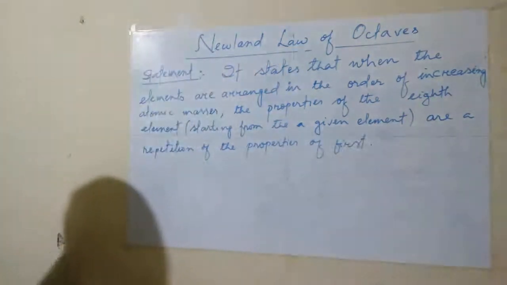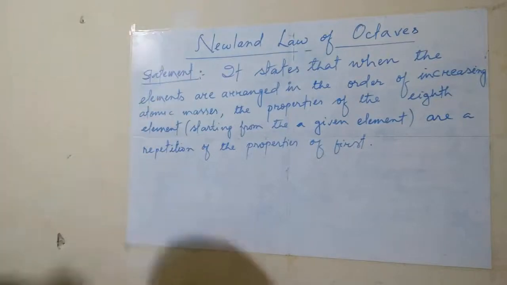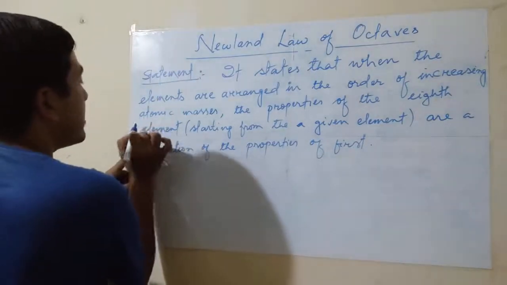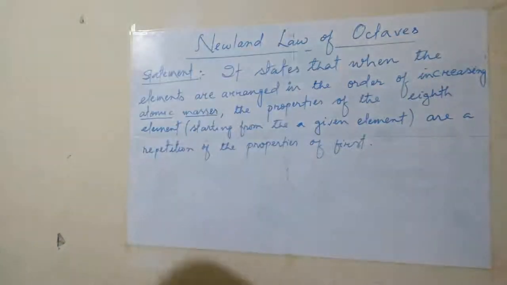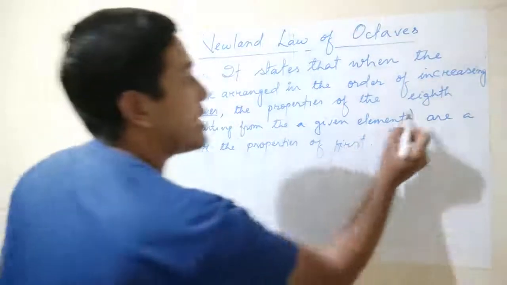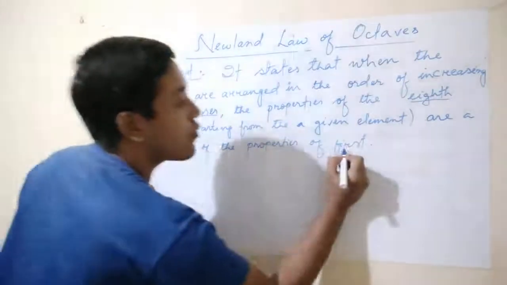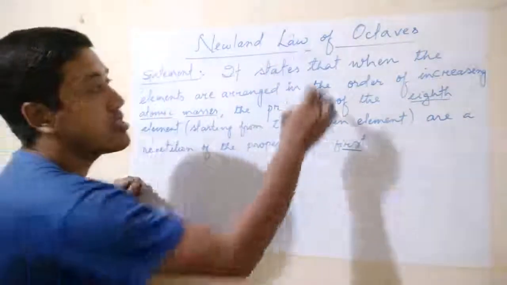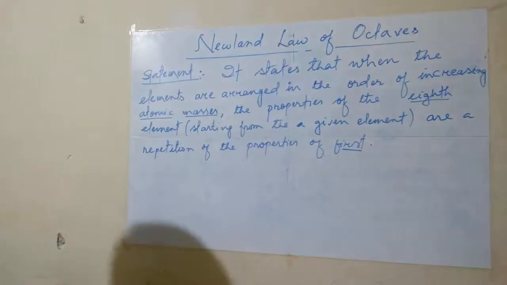In this Newland's Law of Octave, this classification is based on the atomic mass. And the main important point is that the properties of the eighth element are the repetition of the properties of the first element. And this is the most important one. Now I will give the example.